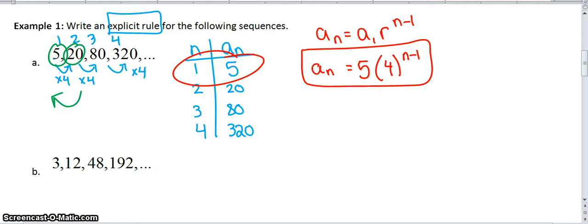Okay, or you can rewrite the sequence in a little bit of a different way. So let me talk about that. So my first term is 5, right? So let's just say my first term is 5. My second term is 5 times the common difference, which is 4.